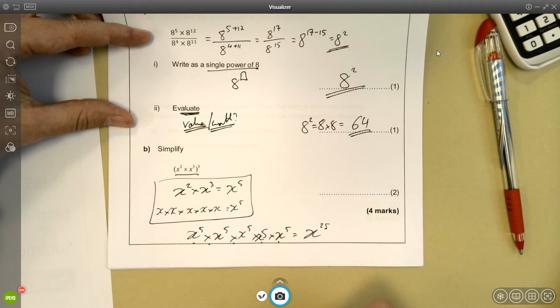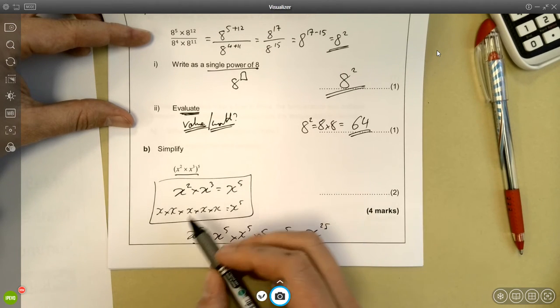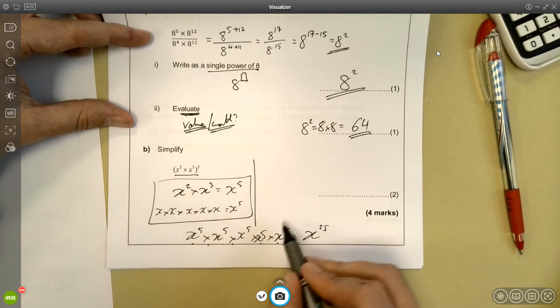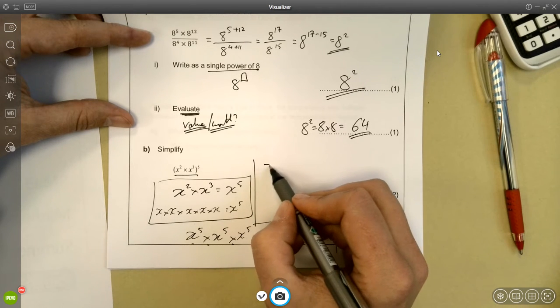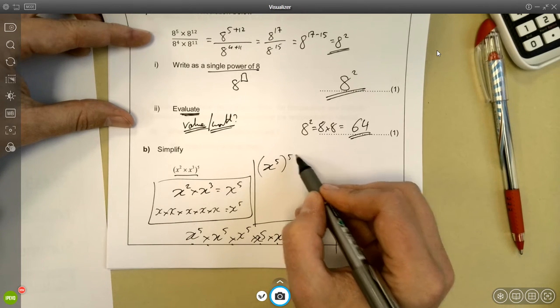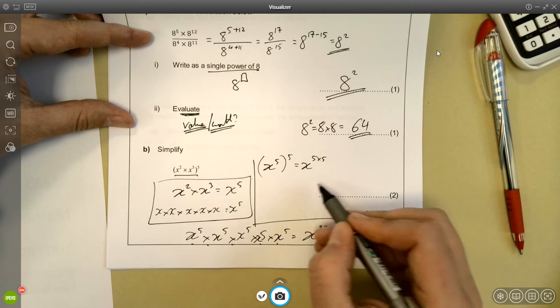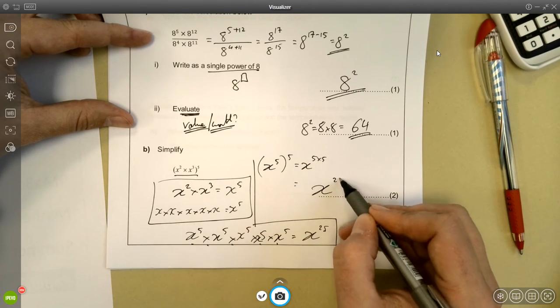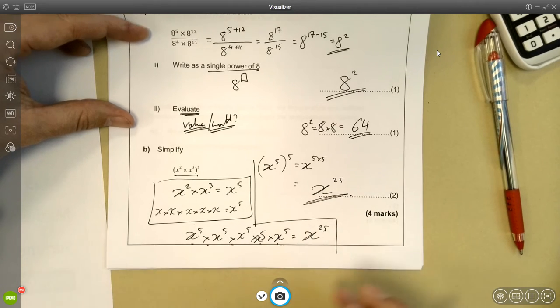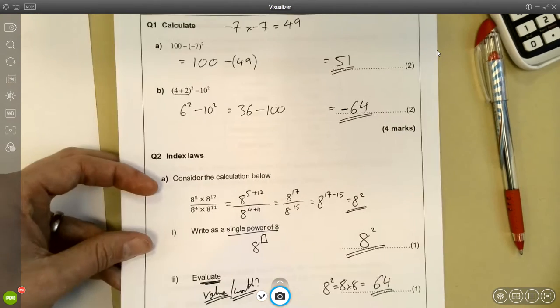I'm not going to do this every time. Okay, you can spot something. Really, let's think about this the smart way. We had x to the power of 5 raised to the power of 5. It's x to the power of 5 multiplied by 5. So we've got x to the power of 25. Okay, let's go for the next bit.